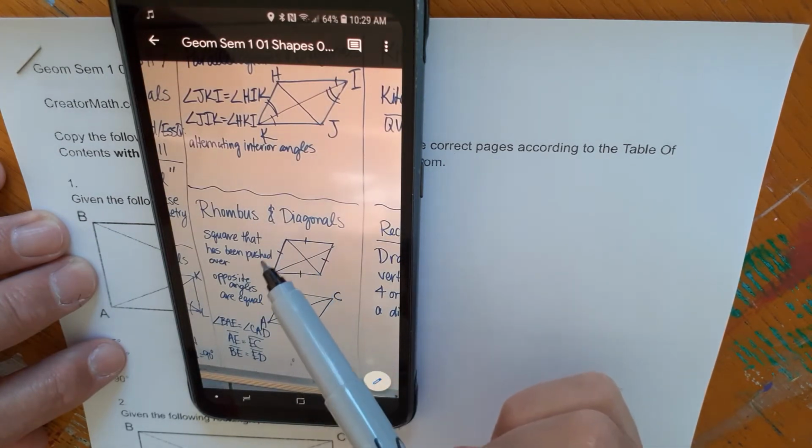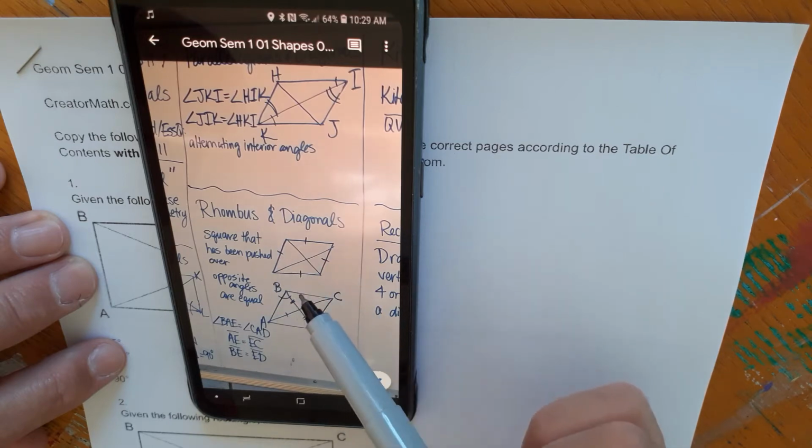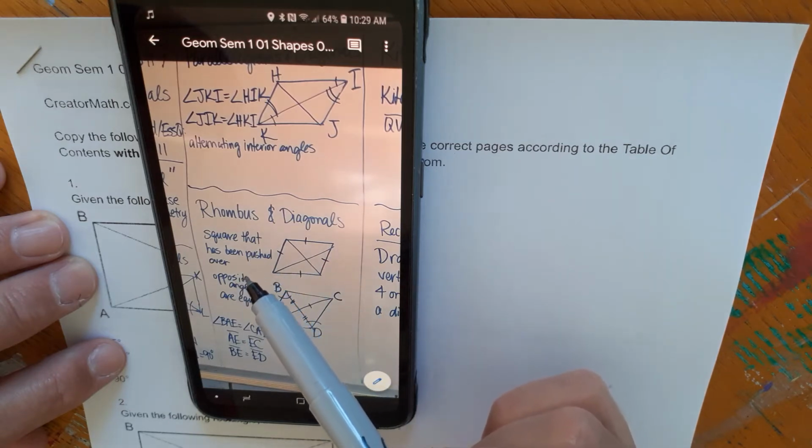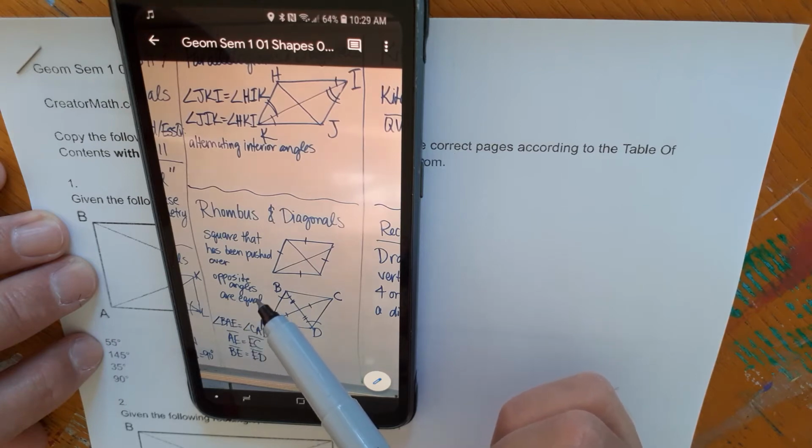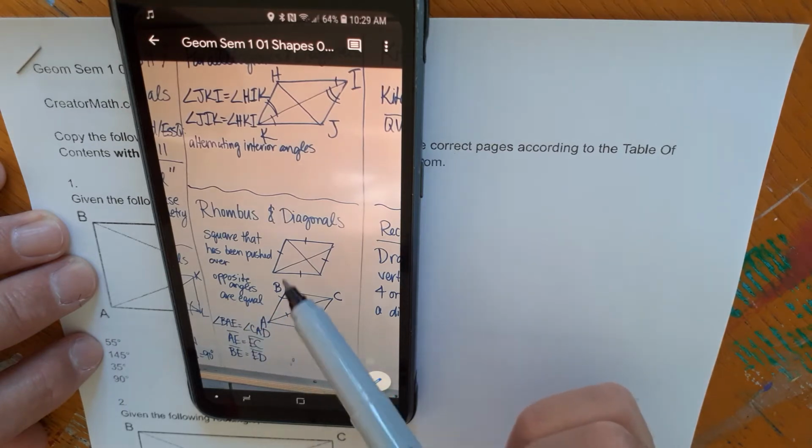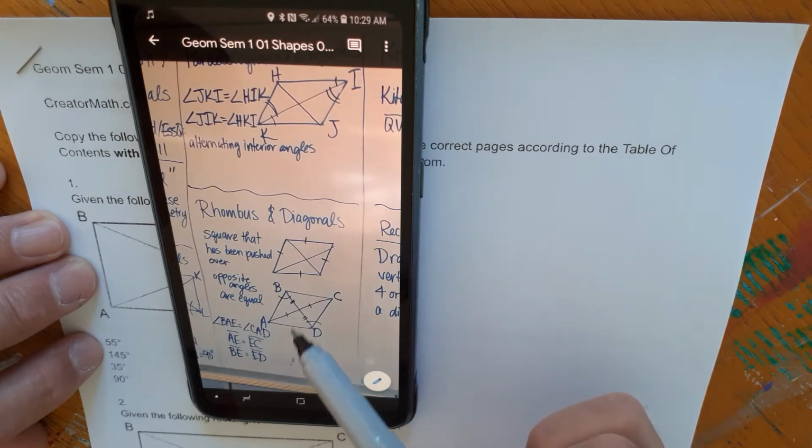Rhombus and diagonals. A rhombus is a pushed over square, and we start to cut across these. Square that has been pushed over. All right, opposite angles are equal. That means this angle over here is equal to this one. And the alternate interior angles again are equal.